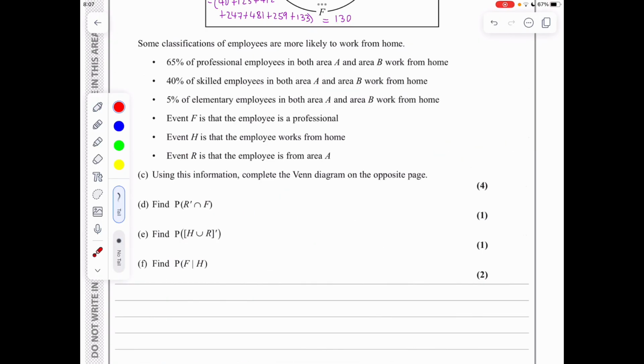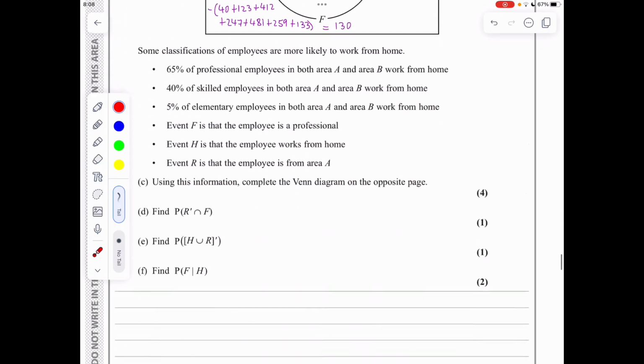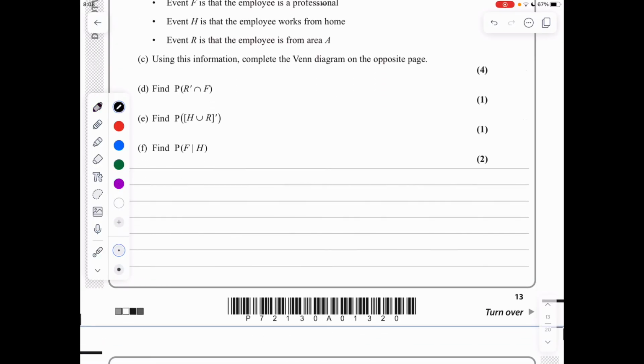In part D, we need to find the probability of R dash intersection F, which means we are in F but outside of R. So if we are in F and outside of R, we could only be here. So the 247 plus the 133. So in part D, the probability required would be 247 plus 133 over the grand total of 1825, and this simplifies to 76 over 365.